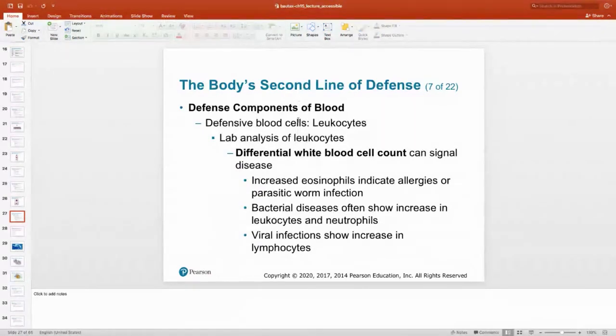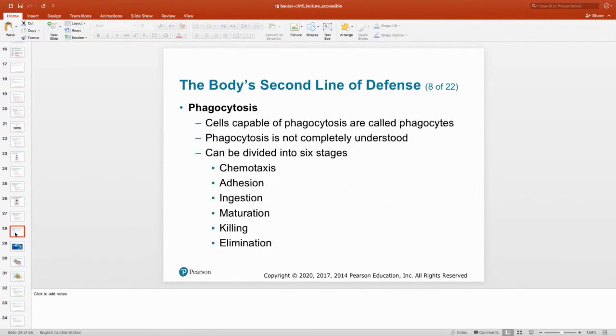Okay. There we go with the differential blood count. And I just showed you what it would do. All right. So we keep talking about phagocytosis. It's going to eat up the bacteria or the virus or the invader or something that's bad. And so the cells that are capable of this, we generally call phagocytes. And it's really not completely understood, but we believe that there are 6 stages of it.